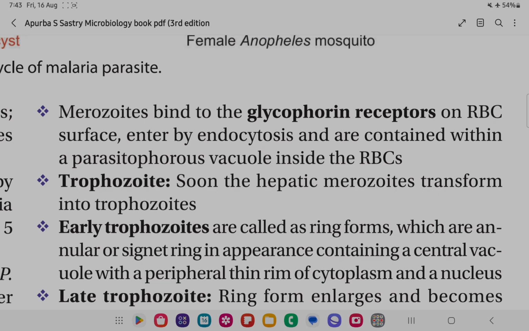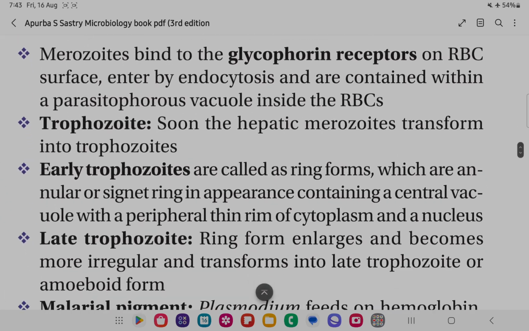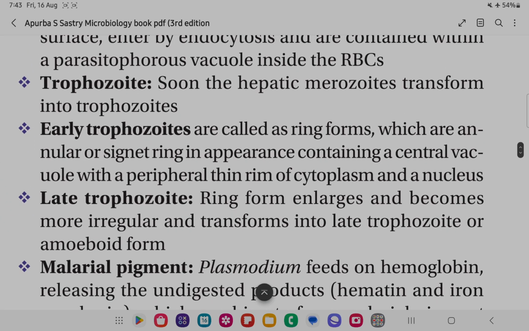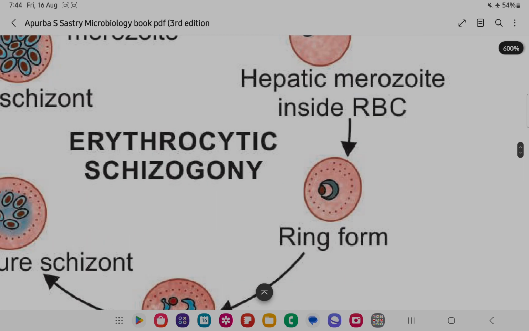Now the trophozoite. We are talking about the erythrocytic stage, remember this, because now it's inside the RBC. Soon the hepatic merozoites transform into trophozoites, early and late. The early trophozoites are also called ring forms. They can be annular or signet ring, and they contain a central vacuole, a peripheral thin rim of cytoplasm, and a nucleus. Here you can see the ring form: a central vacuole, in the periphery a rim of cytoplasm, and also a nucleus.